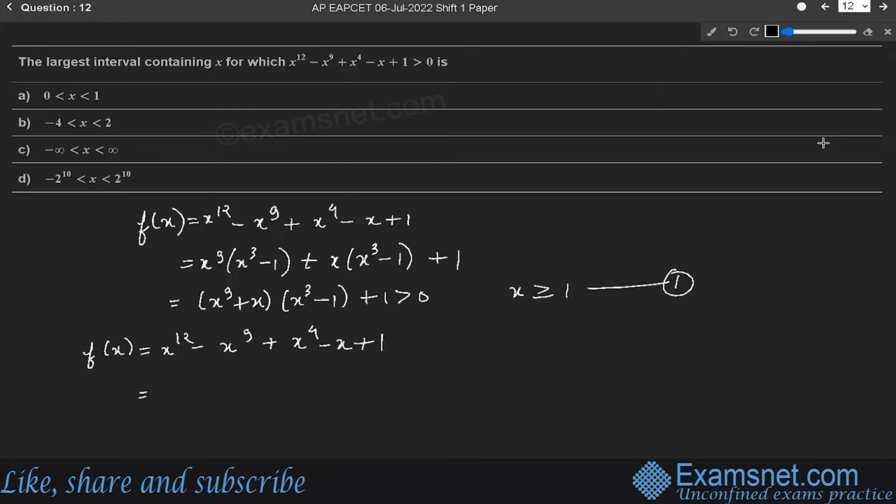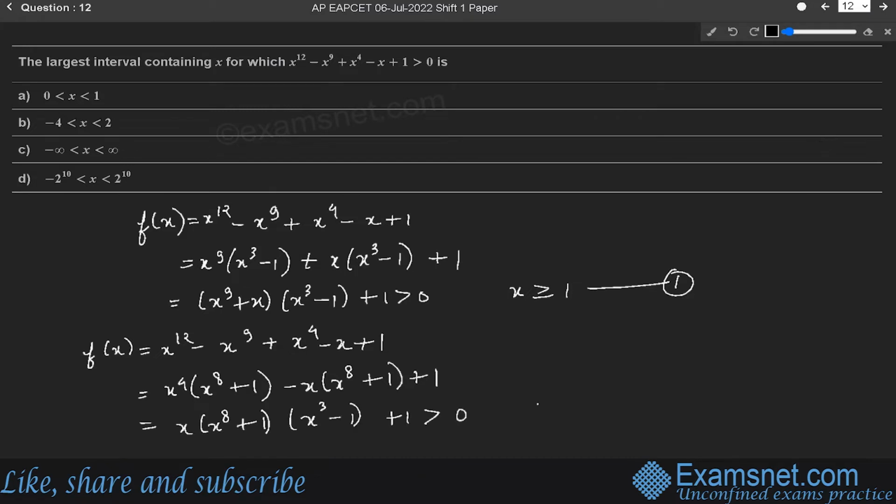So it can be written as x power 4 into (x power 8 plus 1) minus x, taking x common, it will be x power 8 plus 1 plus 1, which will be equal to x into (x power 8 plus 1) into (x cube minus 1) plus 1 is greater than 0, where x will be less than or equal to 0. Let this be equation number 2.